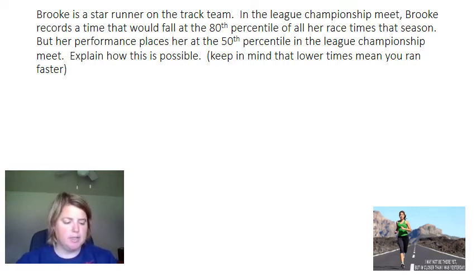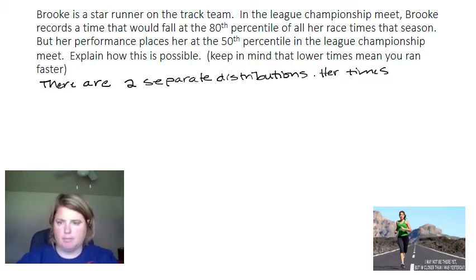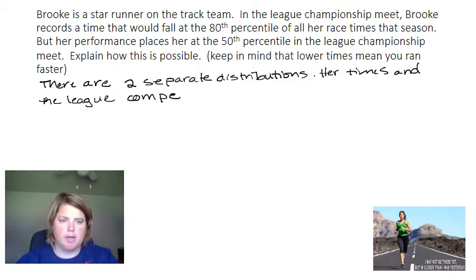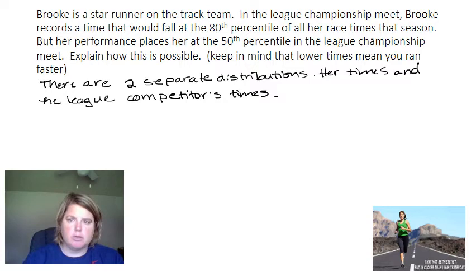So hopefully you can see that there are two separate distributions. One is her times. So she did better than in 80% of her races. In terms of the league championship, she only did better than 50%. So there are two separate distributions, her times and the league competitor times, the people that she's competing against. So she only did better than 50% of the people in that distribution of the league competitor times. Probably not good enough to win a championship or a medal.